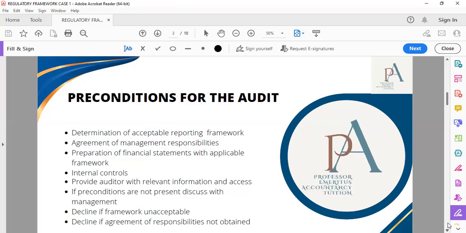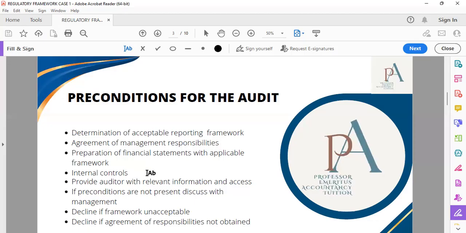Number one, the management will take responsibility that they are responsible for the preparation of the financial statement in accordance with the applicable financial reporting standard. They will understand and accept that they are supposed to design the internal control of the business. The internal control should be designed in such a way that it will help the company to prepare the financial statement that is free from material misstatement due to fraud or error.